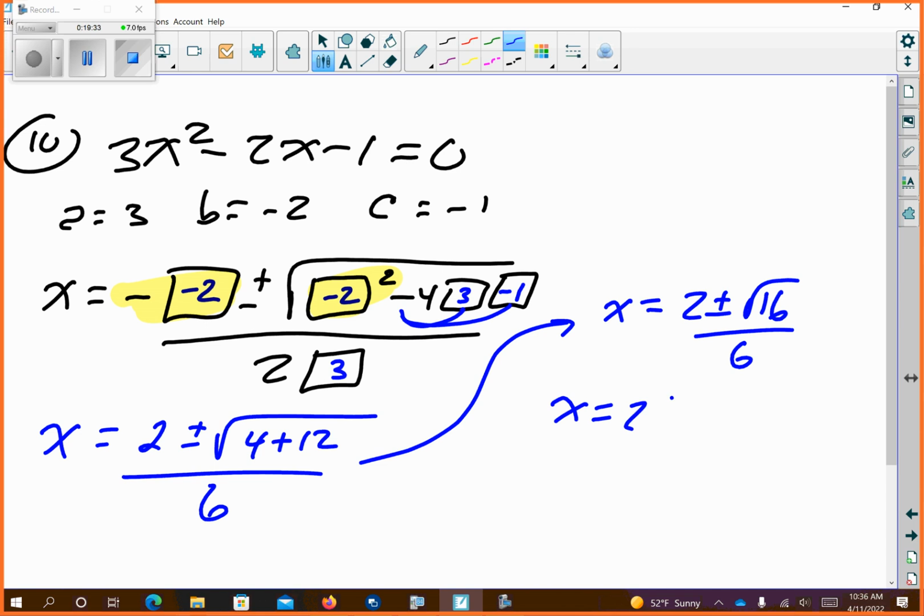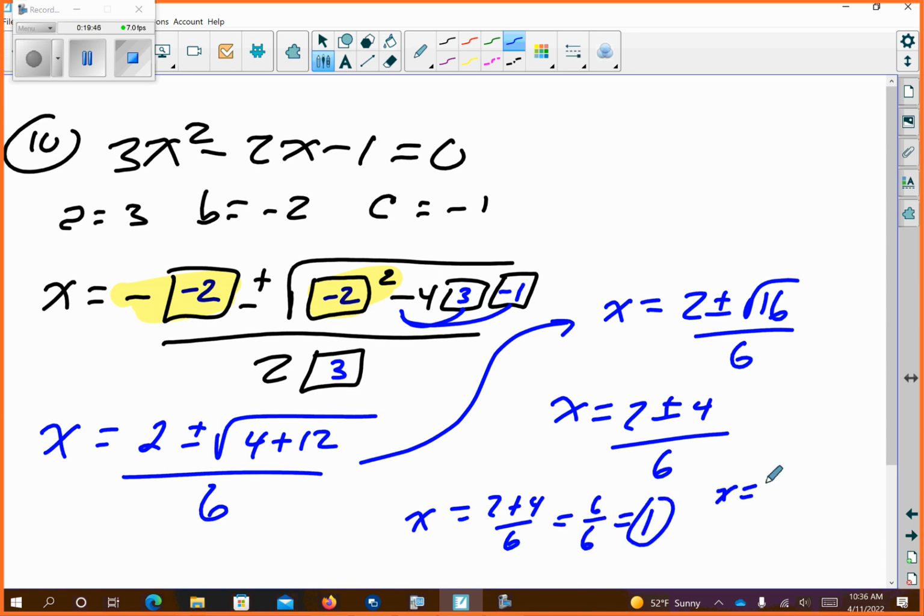x equals 2 plus root 16, which should be 4. So x equals 2 plus 4 over 6, which is going to give me 6 over 6, which is 1. There's one answer. And x equals 2 minus 4 over 6, which is -2 over 6, which is -1/3. There's my 2 answers. Backside.